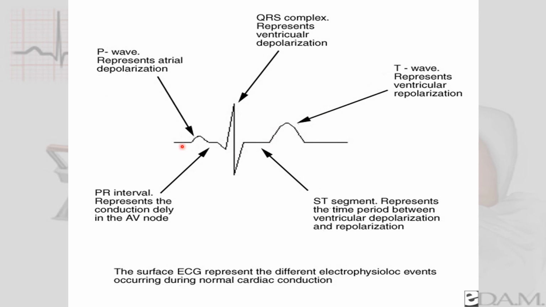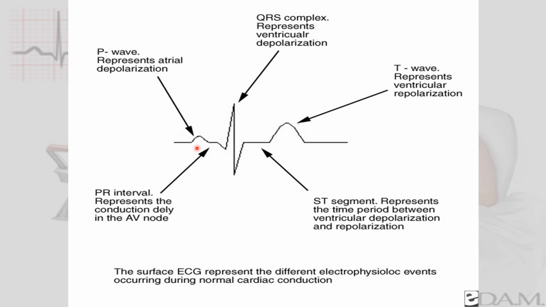So the question here is, where is atrial repolarization? Actually, atrial repolarization occurs, but because it occurs during ventricular depolarization, it will not show in the surface ECG. So what we have now is the P wave representing atrial depolarization, the QRS complex representing ventricular depolarization, and the T wave representing ventricular repolarization. We also have this segment called the PR segment, which represents the delay in the AV node.